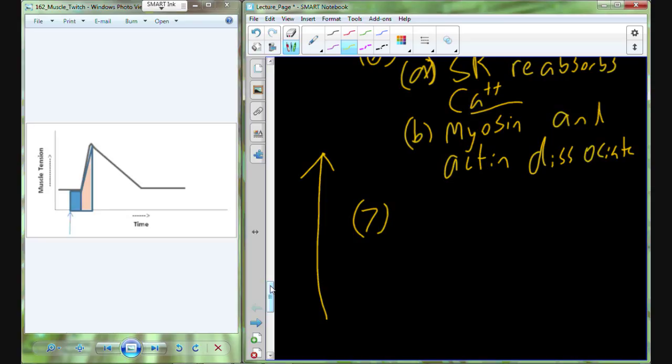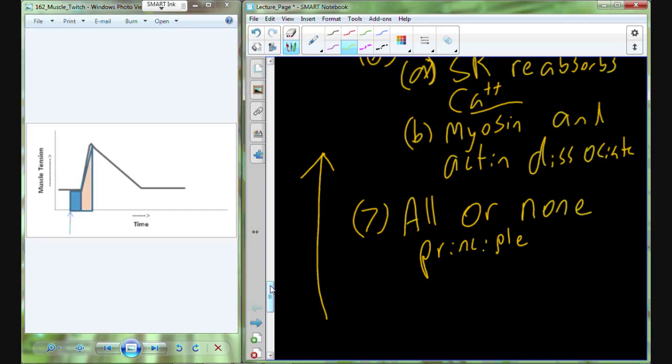The principle that regulates muscle tension generation during a muscle twitch is known as the all or none principle. As long as the stimulus is big enough to reach threshold, I could lay curve after curve over the curve that already is there, and it would be a perfect mirror image. It would lay right over it, because it follows an all or none principle.